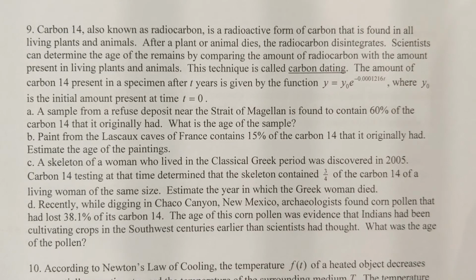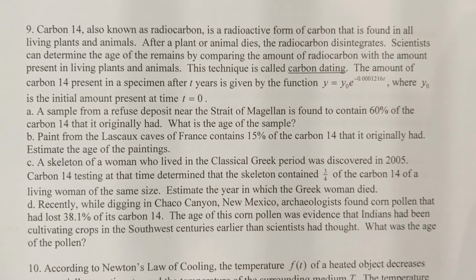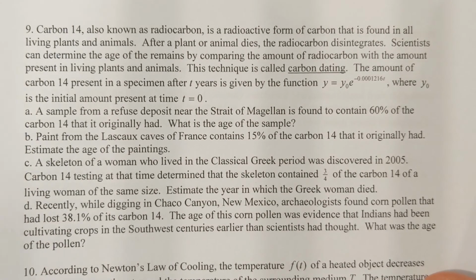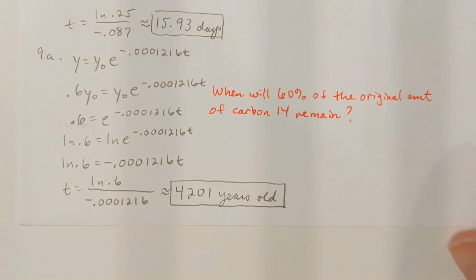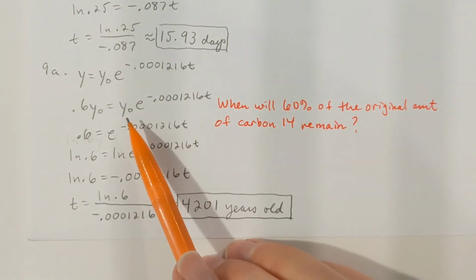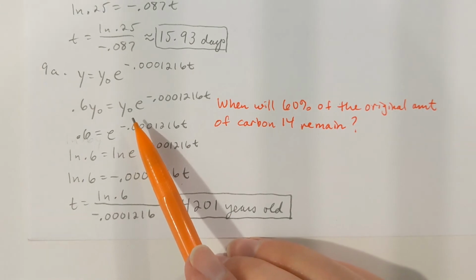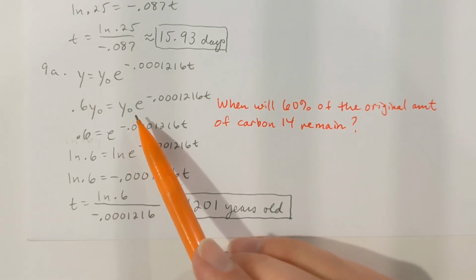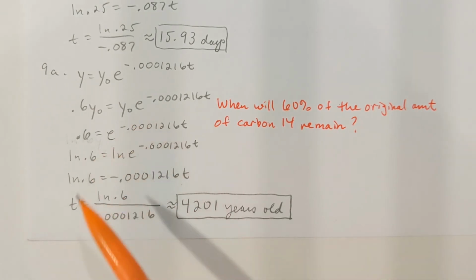So part A, it says a sample from the refuge deposit near the Strait of Magellan is found to contain 60% of the carbon-14 that it originally had. What is the age of the sample? Okay, so here's the equation that was given to me. Y sub 0 is the initial amount of carbon-14 that is in this plant or animal, whatever died a long time ago.